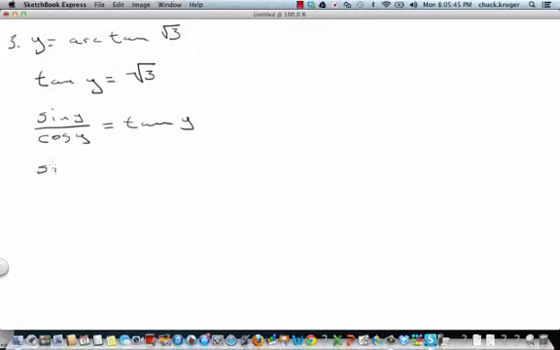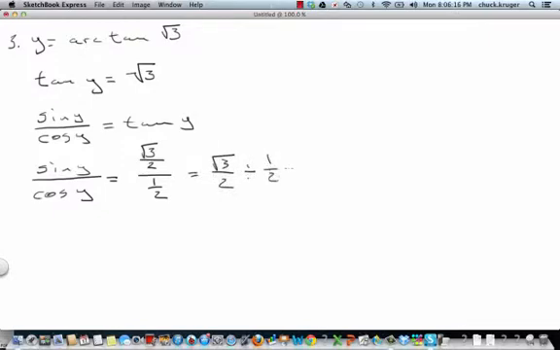So the sine of y over the cosine of y has to simplify down to the square root of 3. Over here I could have the sine be the square root of 3 over 2 and the cosine be 1/2, because those are my only choices. Either when the sine is 1/2, the cosine is the square root of 3 over 2, or if the sine is the square root of 3 over 2, then the cosine is 1/2. And the square root of 3 over 2 divided by 1/2 is equal to the square root of 3.